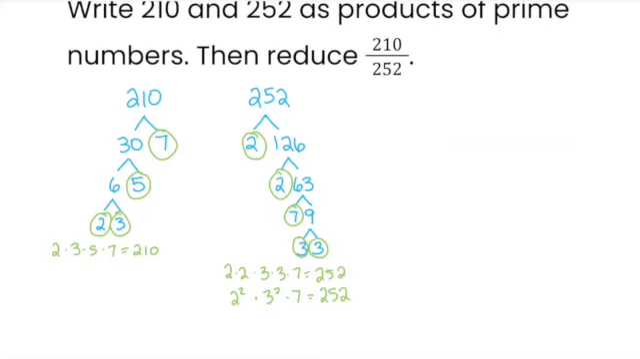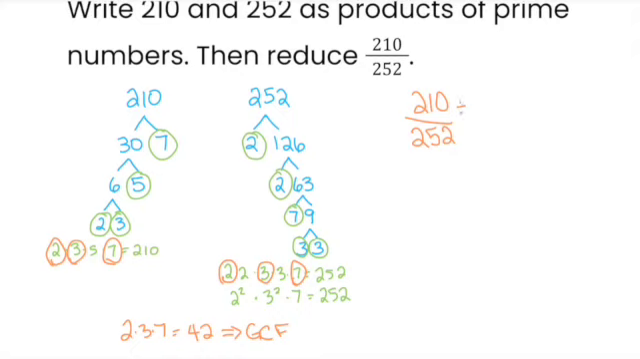All right, now the last bit of this math problem is to reduce the fraction 210 over 252, and we're going to use the greatest common factor in order to do that. We can use what we've just done to find the greatest common factor by looking at which prime factors these two numbers have in common. I see a 2 in both of them, a 3 in both of them, and a 7 in both of them. And 2 times 3 times 7 is equal to 42. That is going to be my greatest common factor of these two numbers.